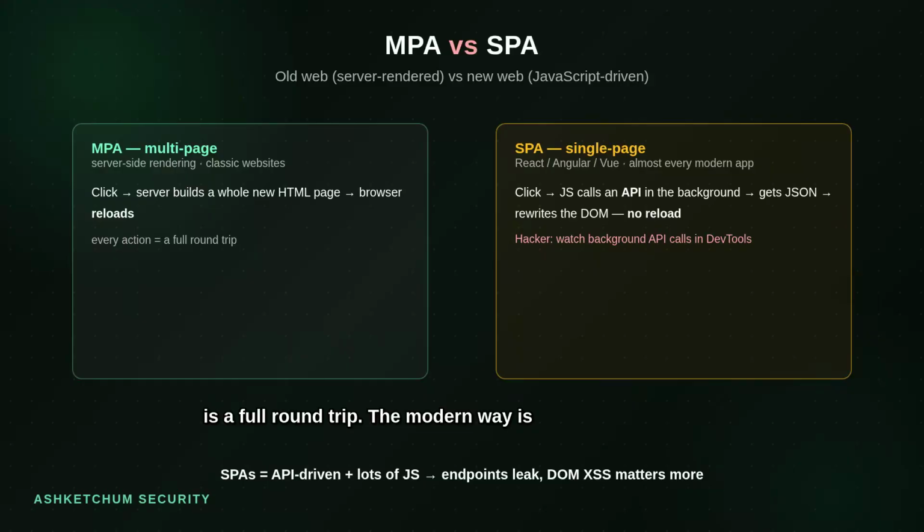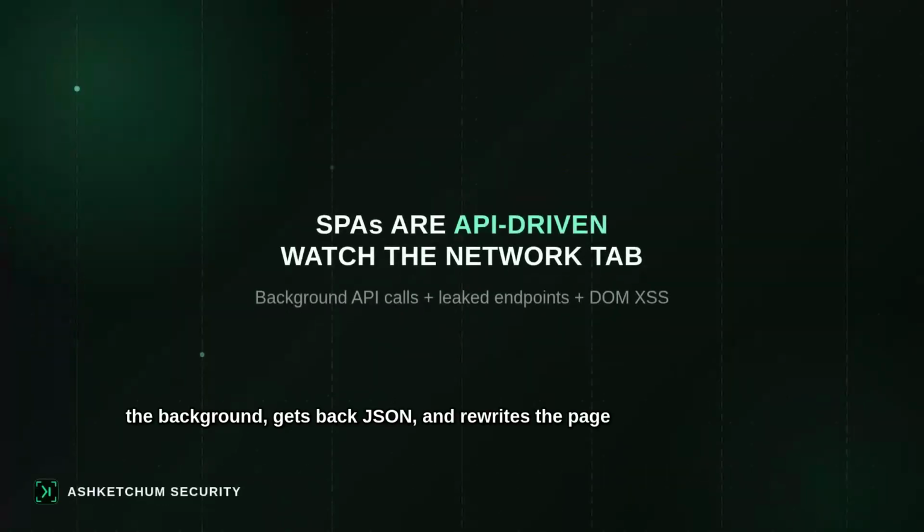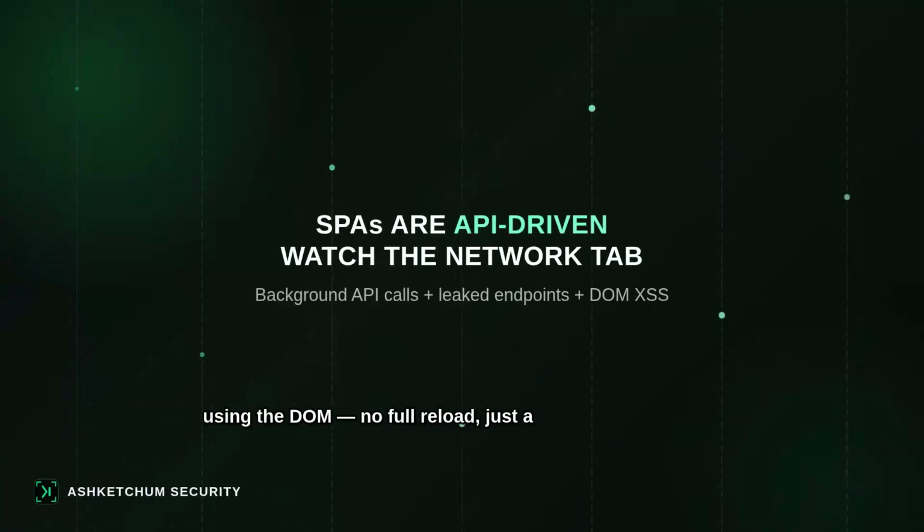The modern way is the single page application or SPA, built with frameworks like React, Angular and Vue. Here the server sends one shell of a page and a big bundle of JavaScript, and from then on that JavaScript runs the whole show in your browser. Click something and instead of reloading, the app quietly calls an API in the background, gets back JSON and rewrites the page using the DOM, no full reload, just a smooth update.